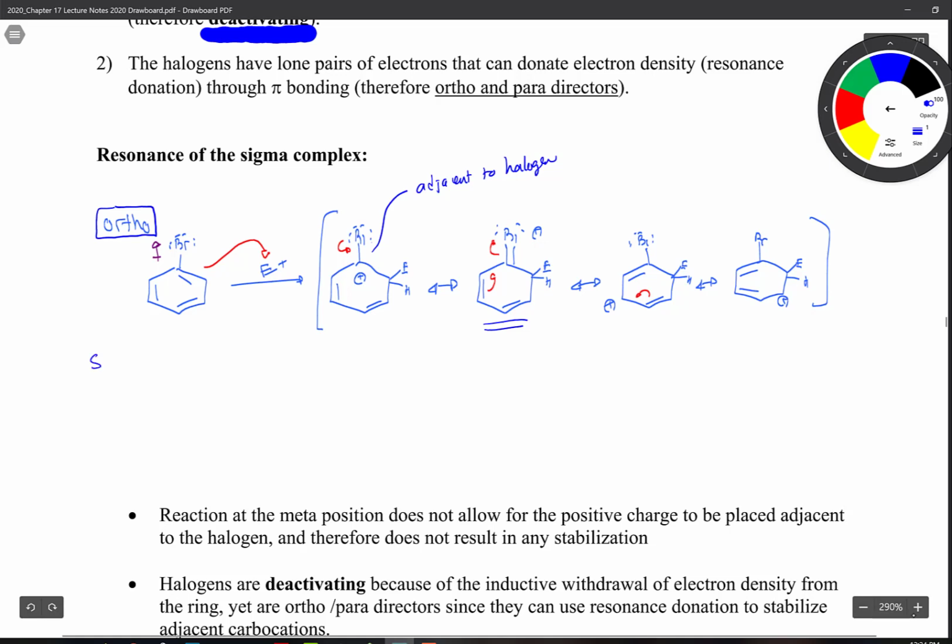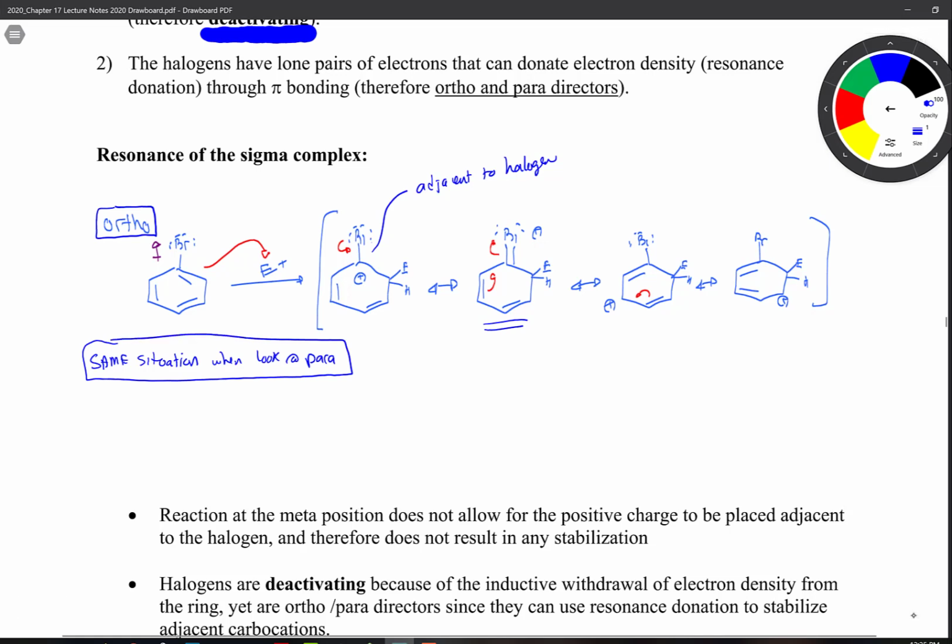The same kind of situation arises when we look at para. When we have that positive charge adjacent to that lone pair, that's a favorable thing. We see that both in para and in ortho. Simply in meta, we don't see that additional resonance structure. So it's deactivating again because it's electron withdrawing, but it's OP directing because we have a lone pair bearing atom that can provide that additional resonance structure.